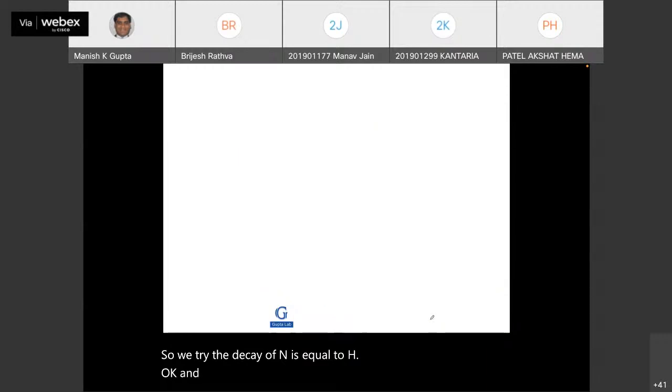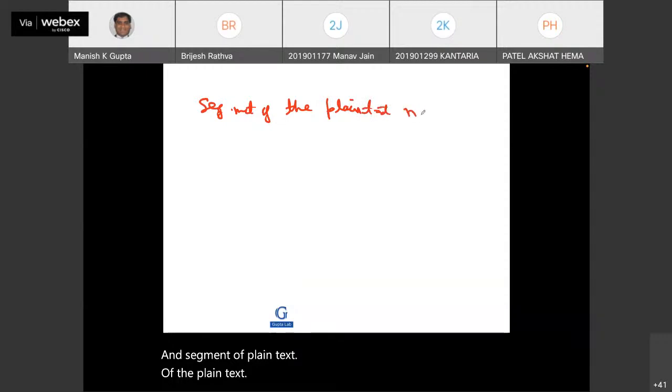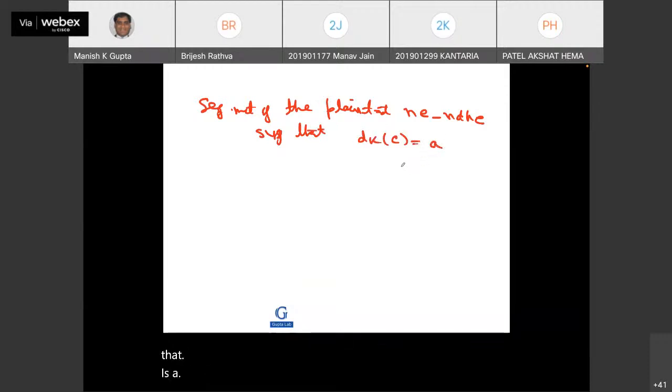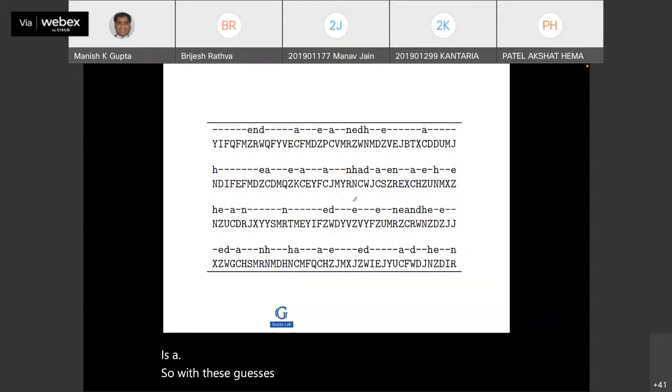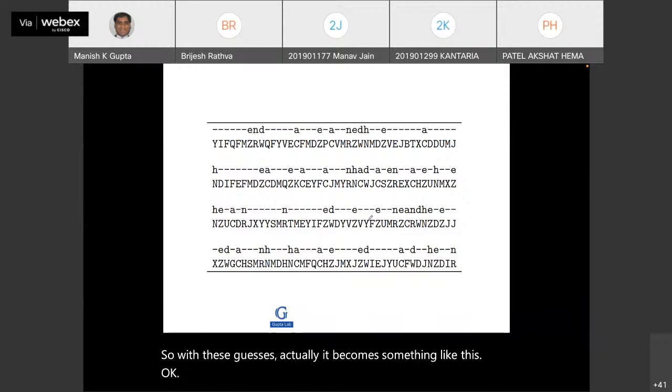And also, a segment of the plain text, NE dash NDHE, suggests that dk of C is A. So with these guesses, actually, it becomes something like this. So this is our initial thing.